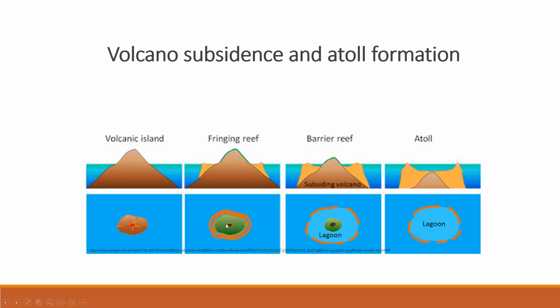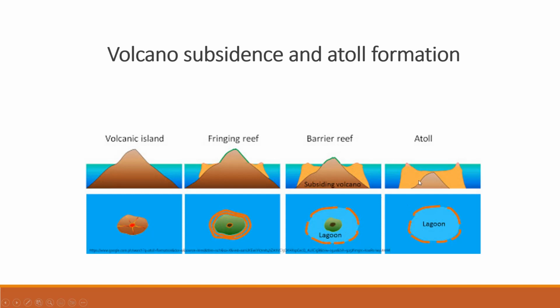If that volcano is no longer growing, if it's not connected to the magma source anymore, it will start to erode. It will start to be broken down by surface processes, so it will get smaller. It will subside. That reef will still be there though, so we will form what's called a lagoon. It's a protected area of water within the reef.